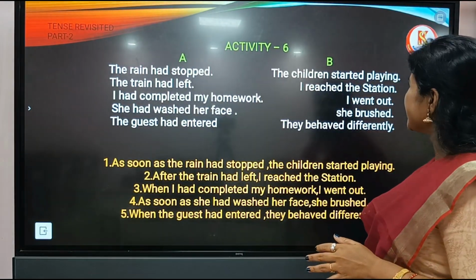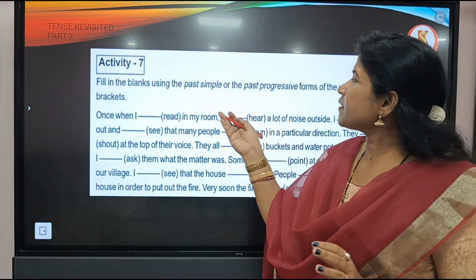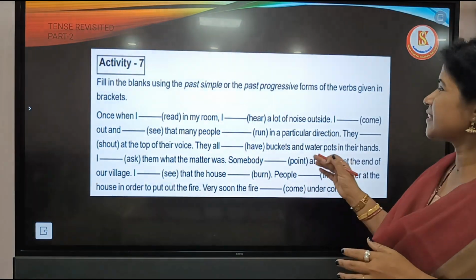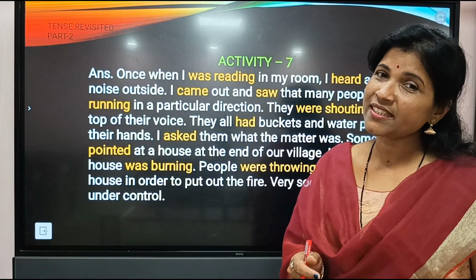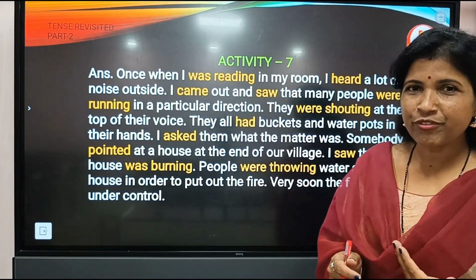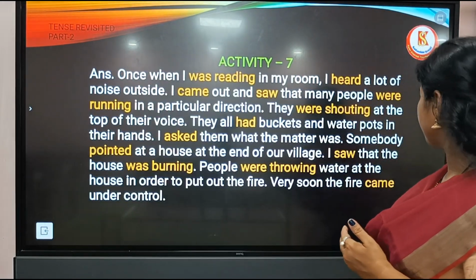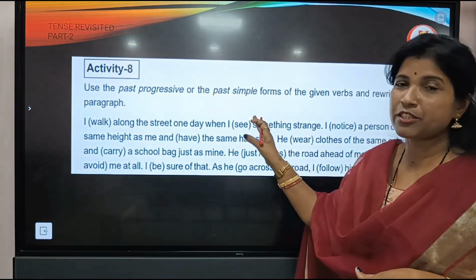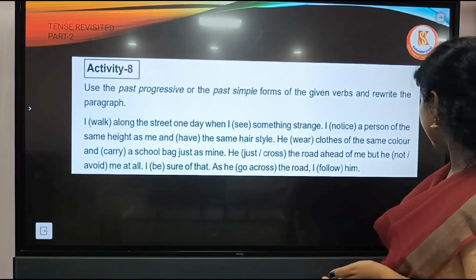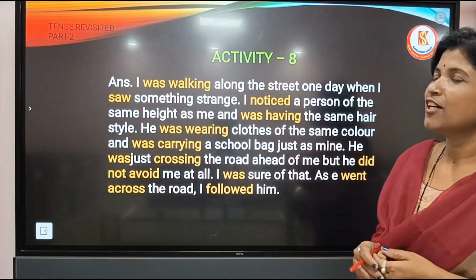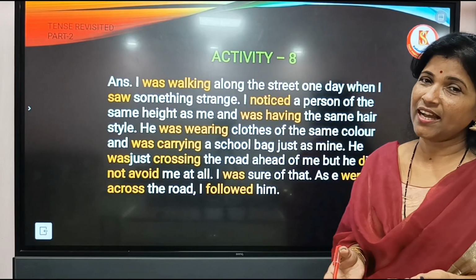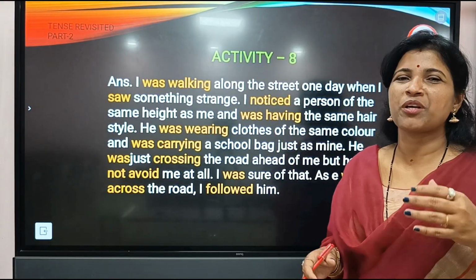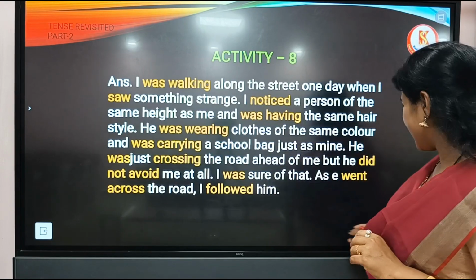Next comes activity 7. So fill in the blanks using past simple and past progressive. So here is the answer. You just read it and if you find it difficult, then ask to your teacher or to me. Then next comes activity 8. Here we have to use past progressive and past simple, the same as in activity 7, and here is the answer of activity 8. I know these activities are very difficult for you to complete, so I am trying to help you to complete so that you can do it in your exam.